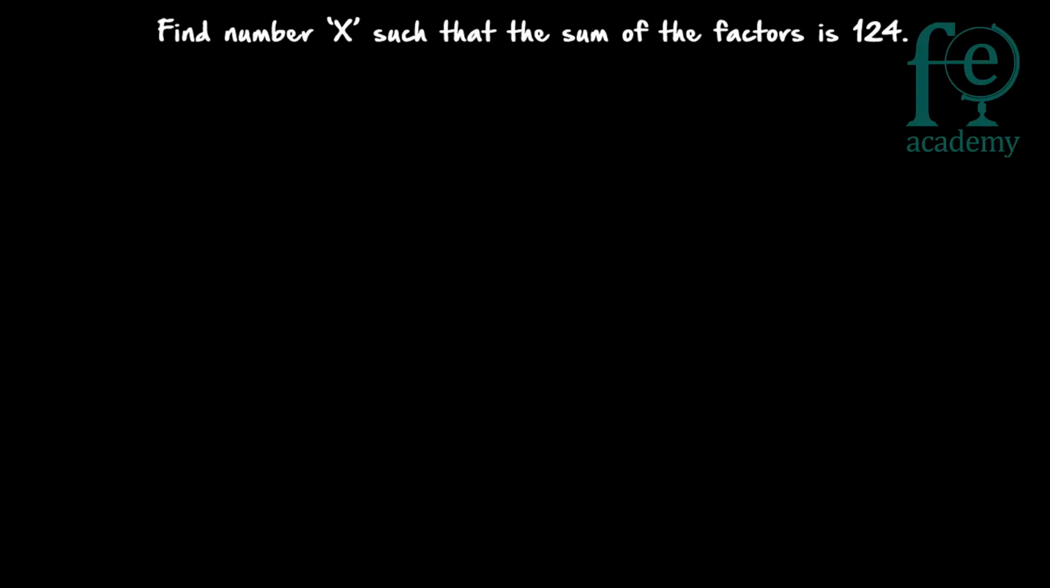So today's question is: find the number x such that the sum of the factors is 124. What is the given question? You have to find the number x. The given information is that the sum of all factors of x is equal to 124. So you have to find x. How to do this?